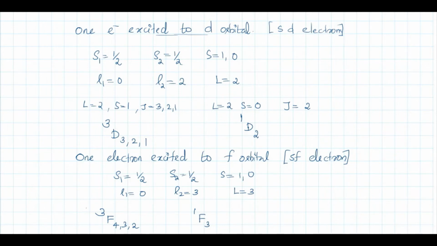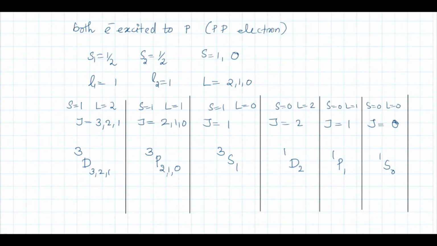What about L? L has only one possibility, 3. So with S equal to 1 and L equal to 3, you will get a triplet, 3F, 4, 3, 2. This F simply means L value 3. Here 3 means S value 1. So 3 plus 1, 4, 3 minus 1, 2. So with an integer difference, you can write 4, 3, 2. And with S equal to 0, L equal to 3, it will be 1F3. Again a triplet and a singlet.